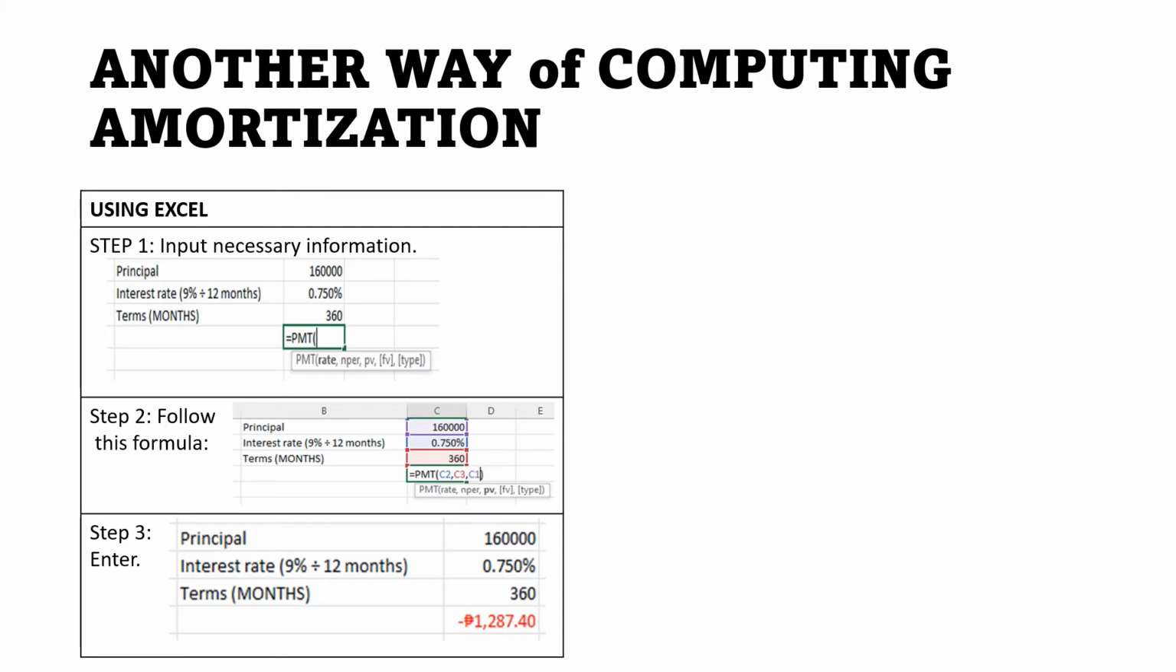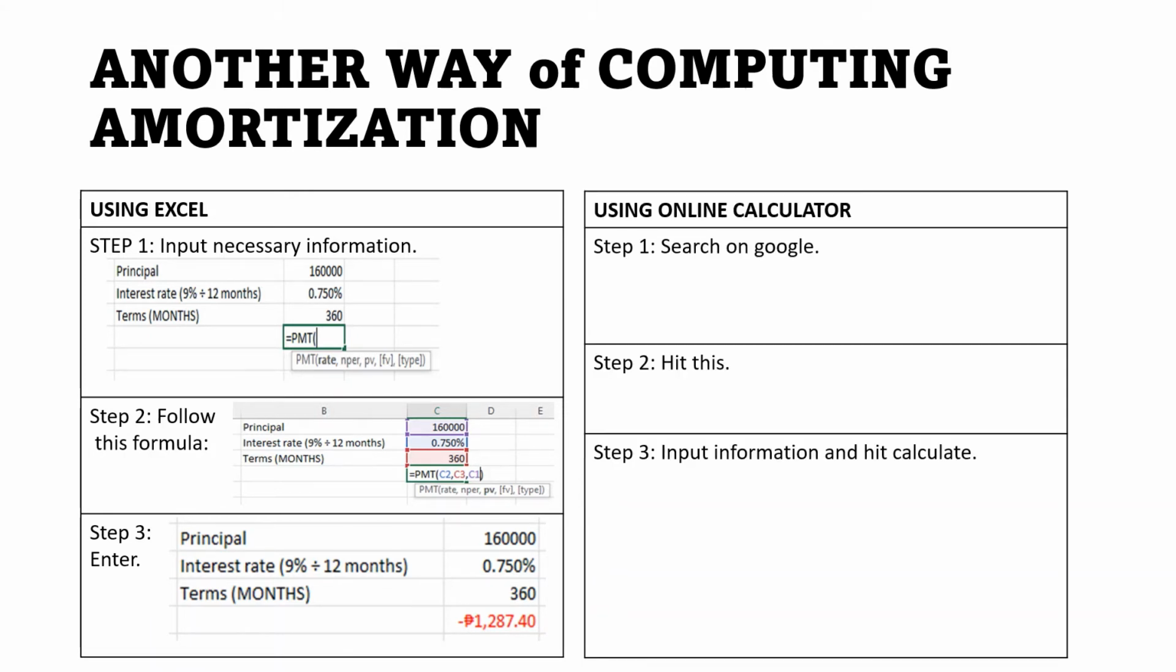The amount there is negative 1,287 pesos and 40 centavos. Why is it negative? Because the repayments are cash outflows for us borrowers.